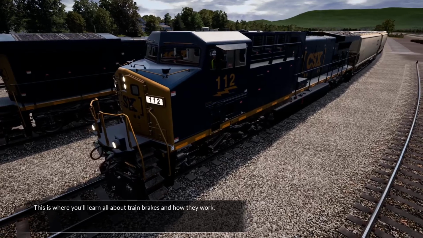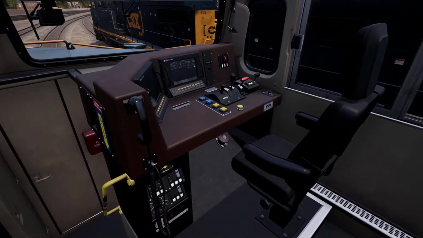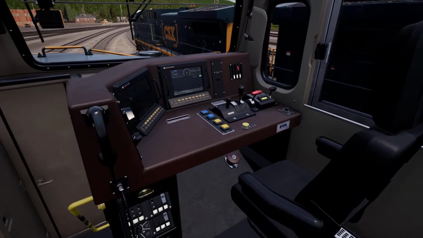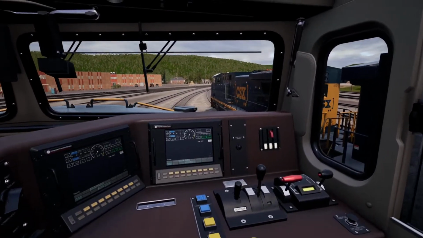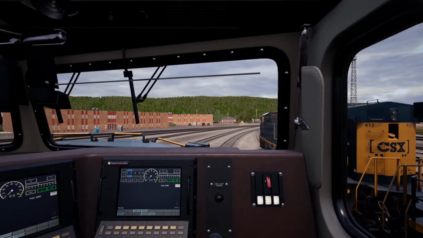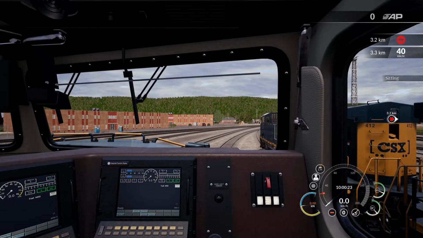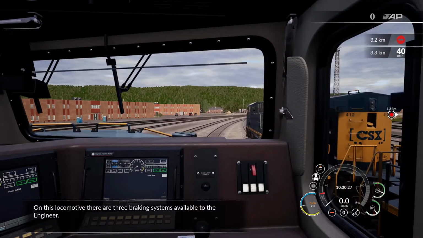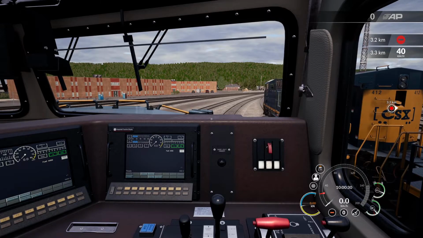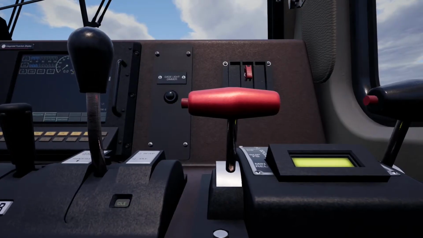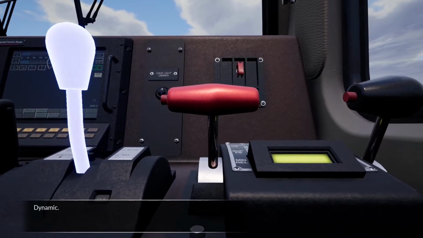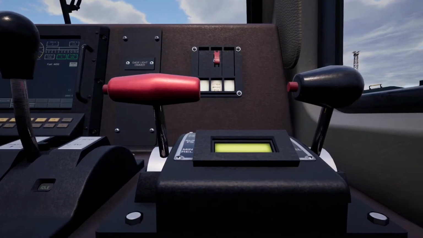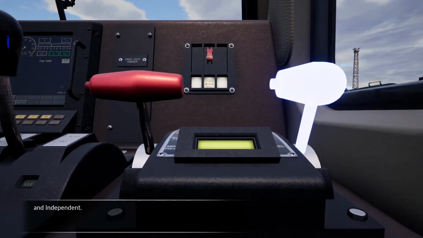This is where you'll learn all about train brakes and how they work. On this locomotive, there are 3 braking systems available to the engineer: dynamic, auto, and independent.